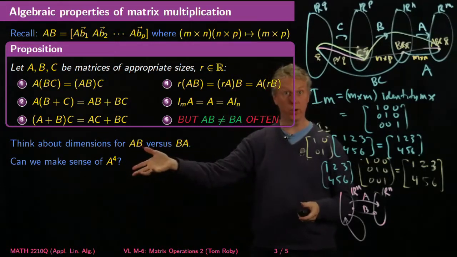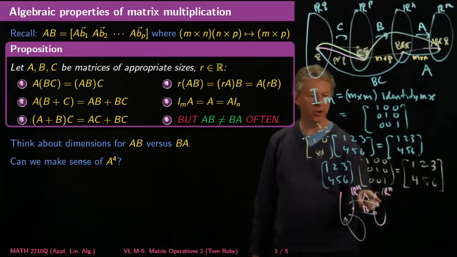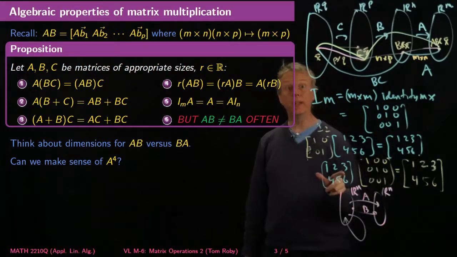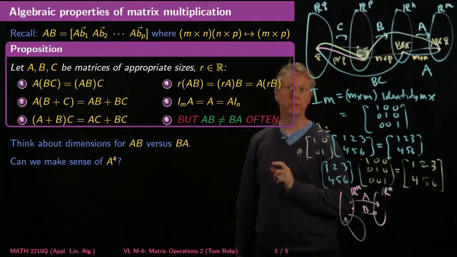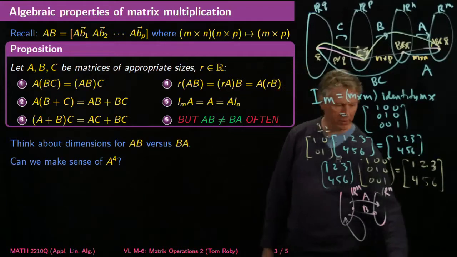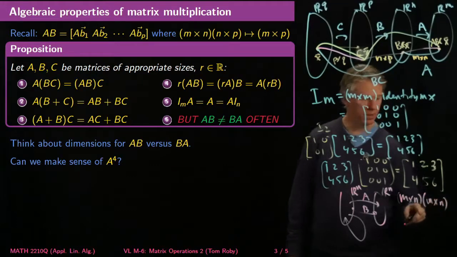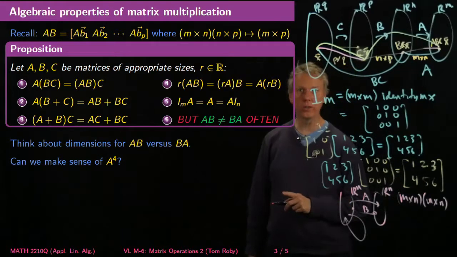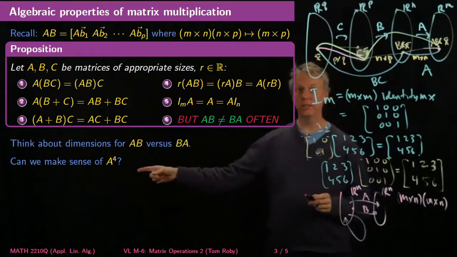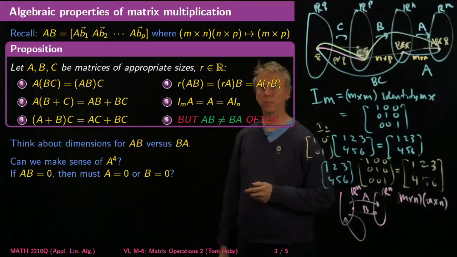All right, how about A to the fourth? Can we make sense of A to the fourth? Well, what does that mean? A takes R to the n to R to the n. We can only make sense of A to the fourth if it's a square matrix. If you have an m by n matrix and you want to multiply it by another m by n matrix, that only works if n and m are equal. So you can make sense of A to the fourth as long as it's a square matrix. So many things work for square matrices that don't work in general.